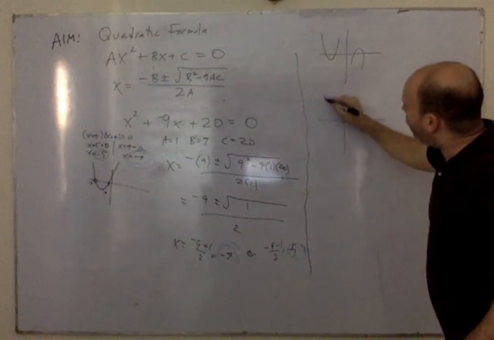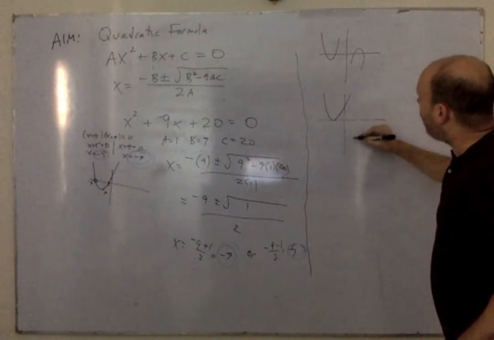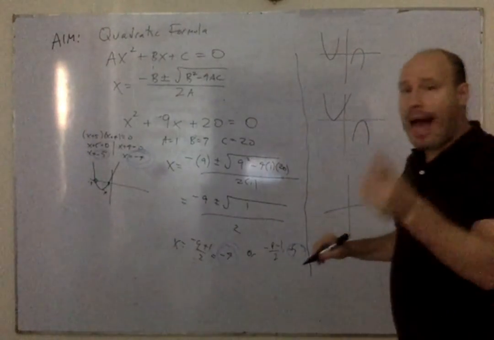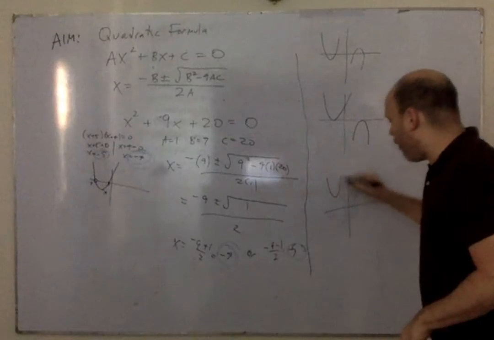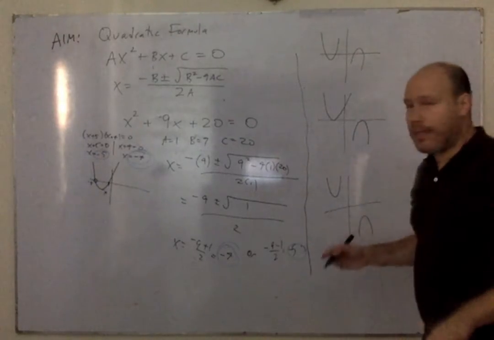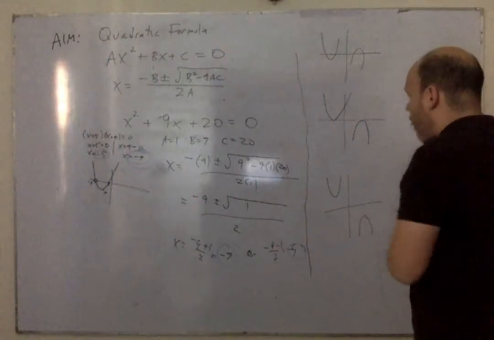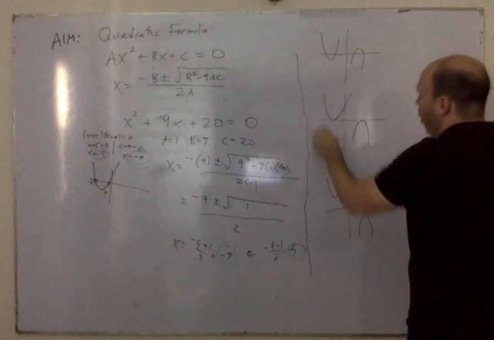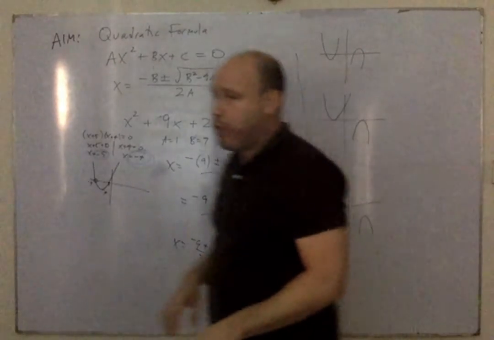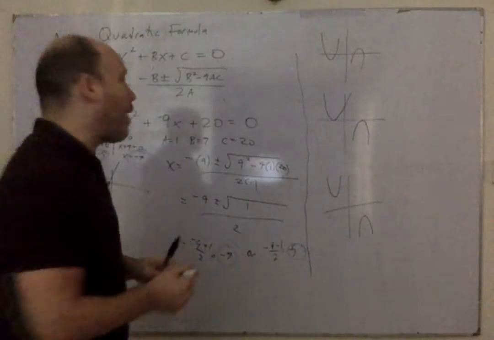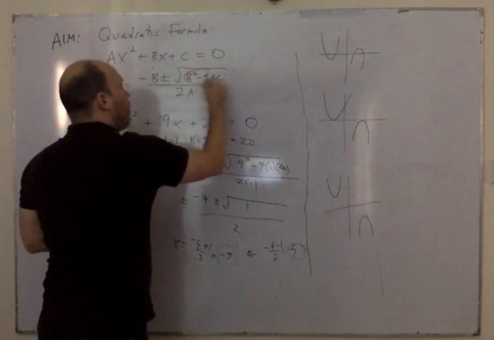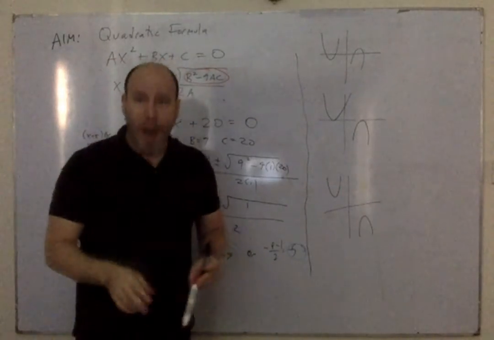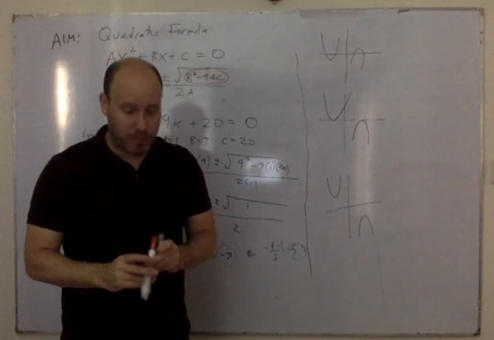Sometimes the parabolas touch the x-axis in only one place. And in the third case, sometimes parabolas just don't even touch the x-axis. Now the question is, how do we know if it touches in 2, 1, or 0? What we do is look at the expression under the radical. This expression, b squared minus 4ac, will tell us how our parabolas intersect with the x-axis.